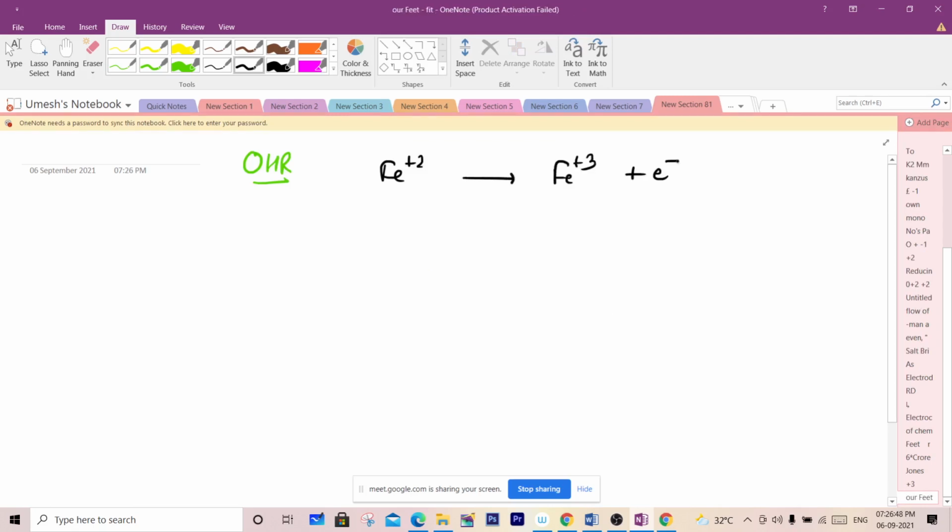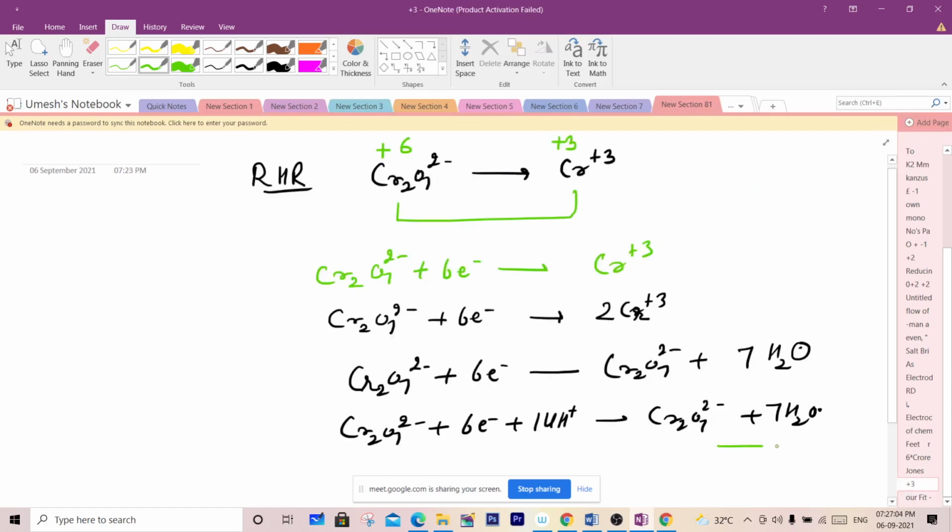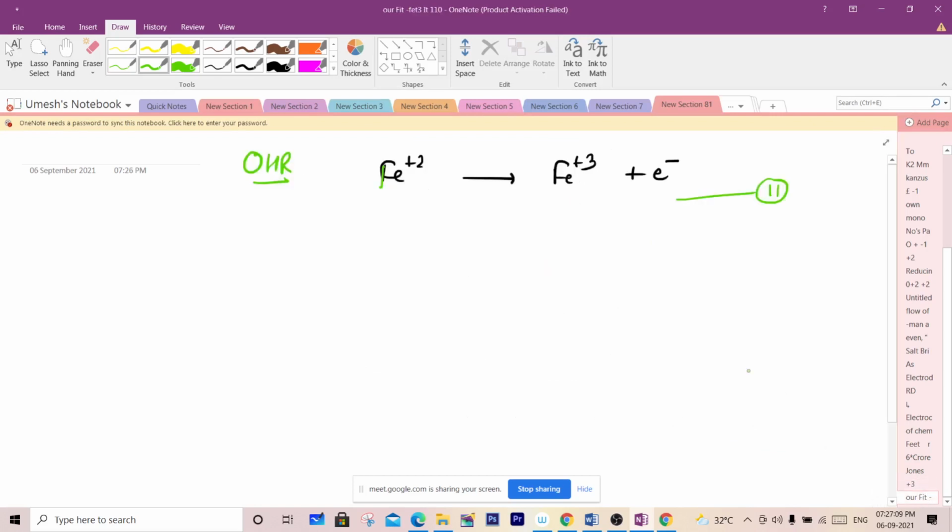Now loss of electron, right? This is already balanced. This is second equation now. Just add one electron and your charge is balanced. All other atoms are balanced. This is the first equation, that is the reduction half reaction, and this is the second equation, that is the oxidation half reaction.